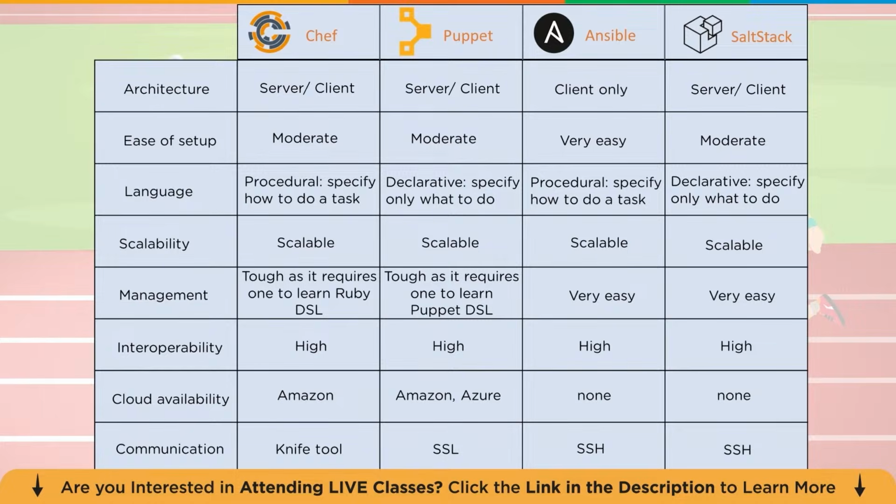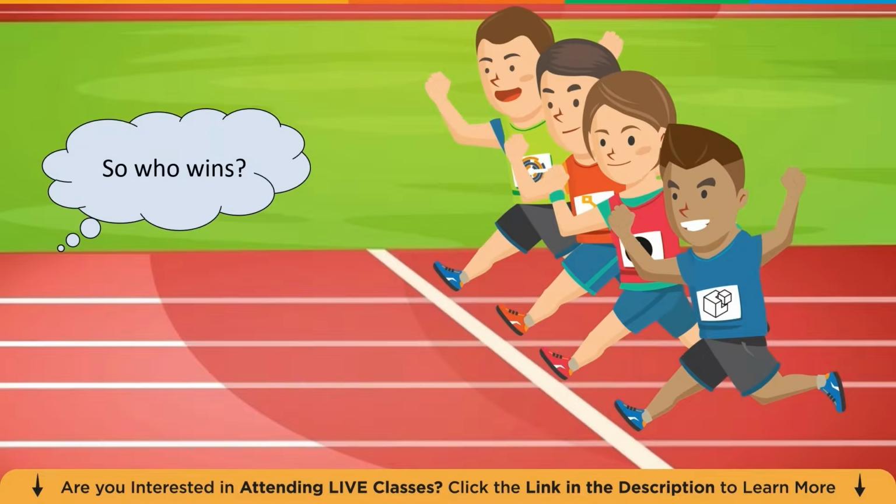Chef has its own knife tool, whereas Puppet uses SSL, Secure Sockets Layer, and Ansible and SaltStack use Secure Shell, SSH, as their communication tool. Bottom line, all 4 tools are very secure in their communication.